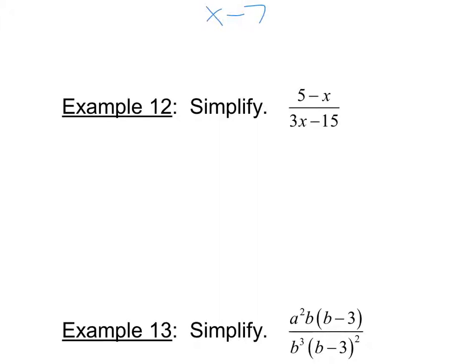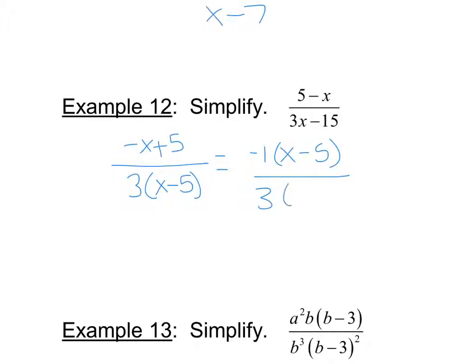Here, I'm going to do two things. I'm going to rewrite and factor out a 3. And then I'm going to factor out a negative 1 from the top. What am I left with? Negative 1/3. Okay?